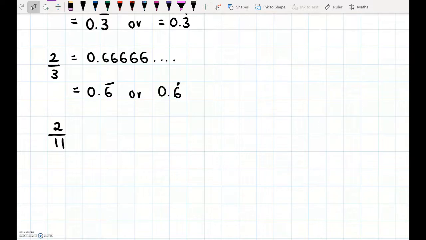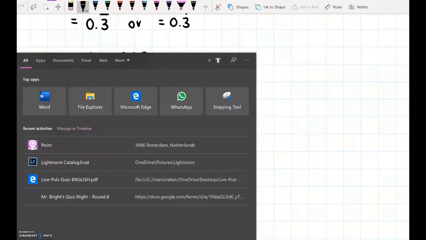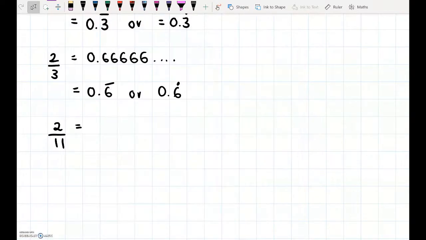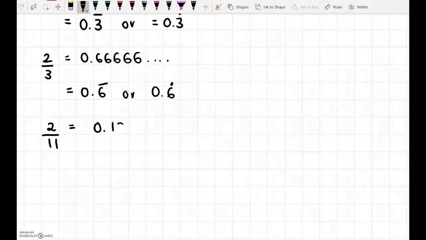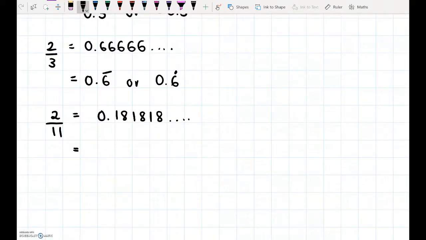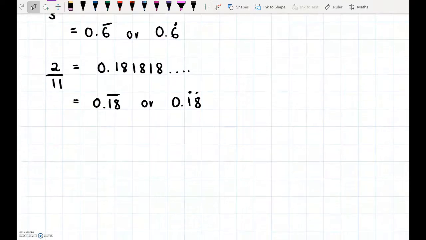Okay? So for example, if we do 2 out of 11, okay? And if you type that in on your calculator, you will get 0.181818, and that goes on forever. Okay, now we write that one as 0.18, and the bar covers both of them, or 0.18 with the dots above both of them.